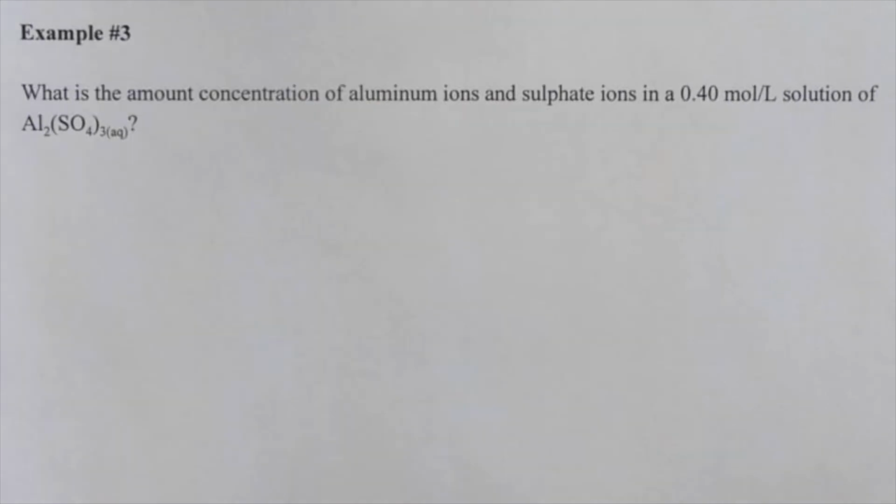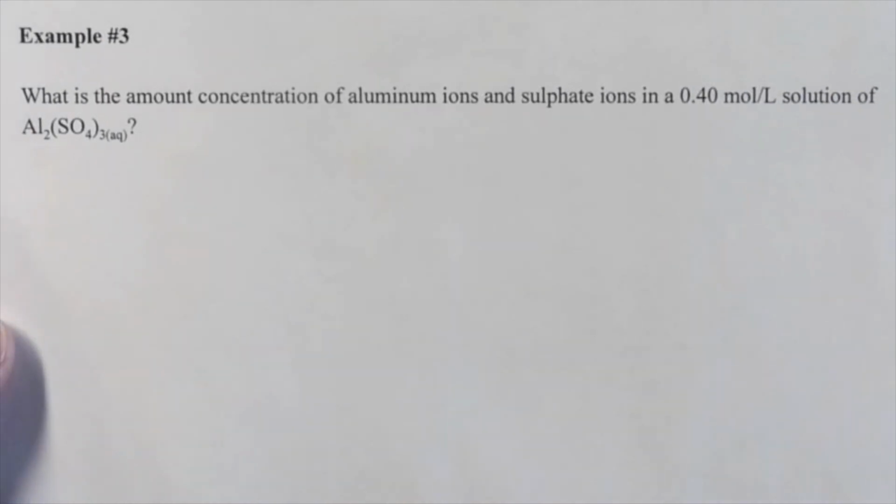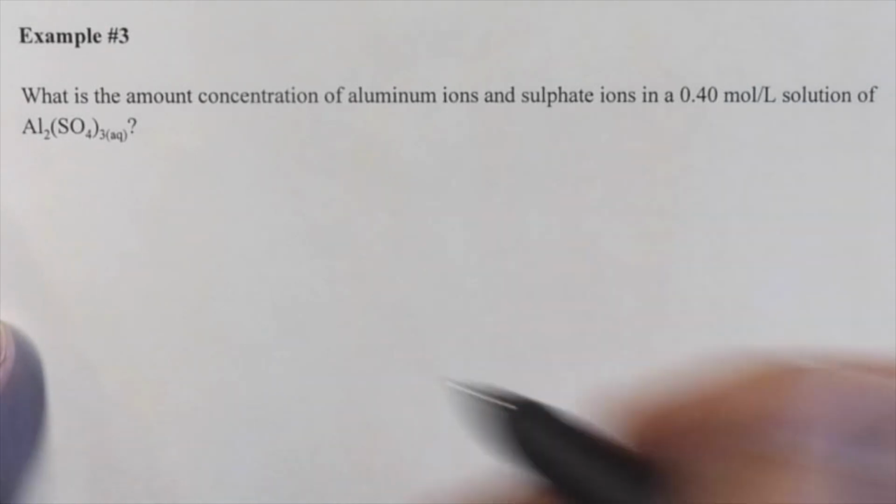All right, so we've got some aluminum sulfate, and you see the chemical formula there. We want to figure out the concentration of aluminum ions and sulfate ions in this mixture, and this can actually be a bit of a difficult concept. So I'm going to walk through this one a little bit more slowly. So let's picture aluminum sulfate.